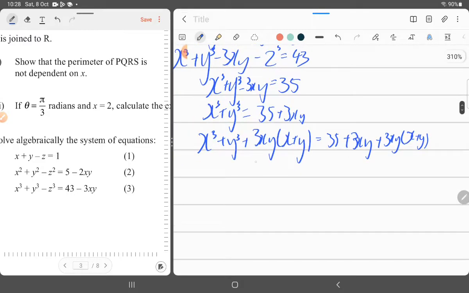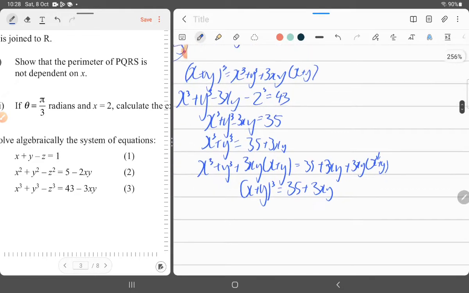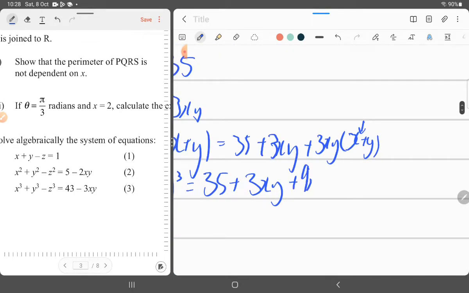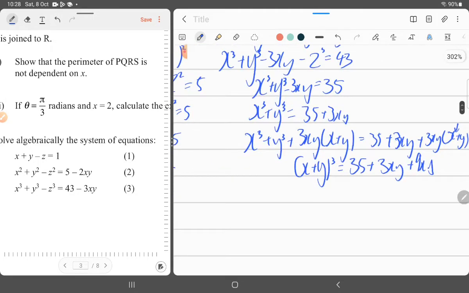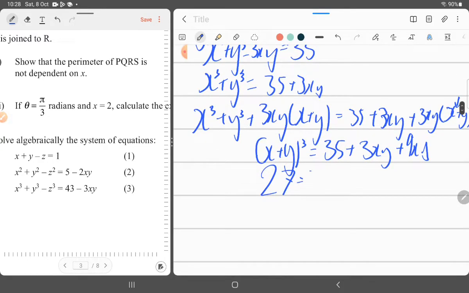So x plus y all cubed is equal to 35 plus 3xy times x plus y. This is equal to 3. 35 plus 9xy. X plus y, yeah, this is equal to 3. So 27 is equal to 35 plus 12xy. Does this seem correct?